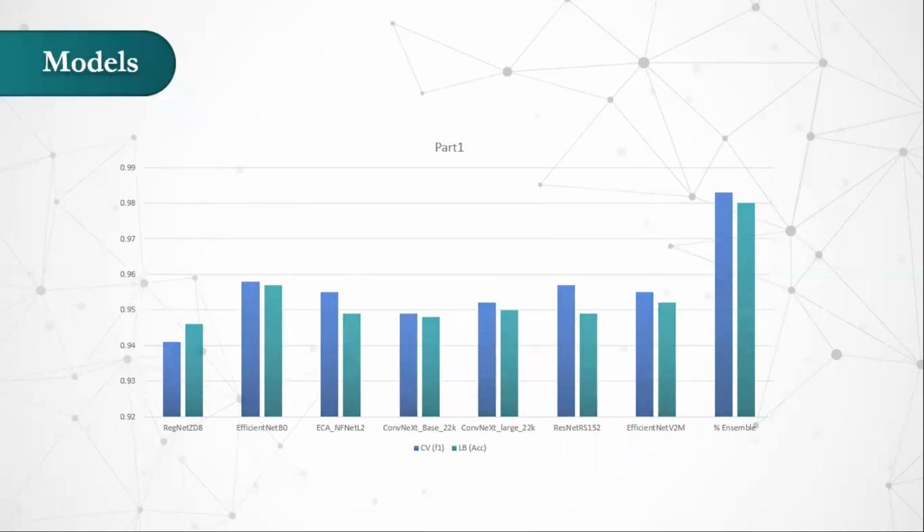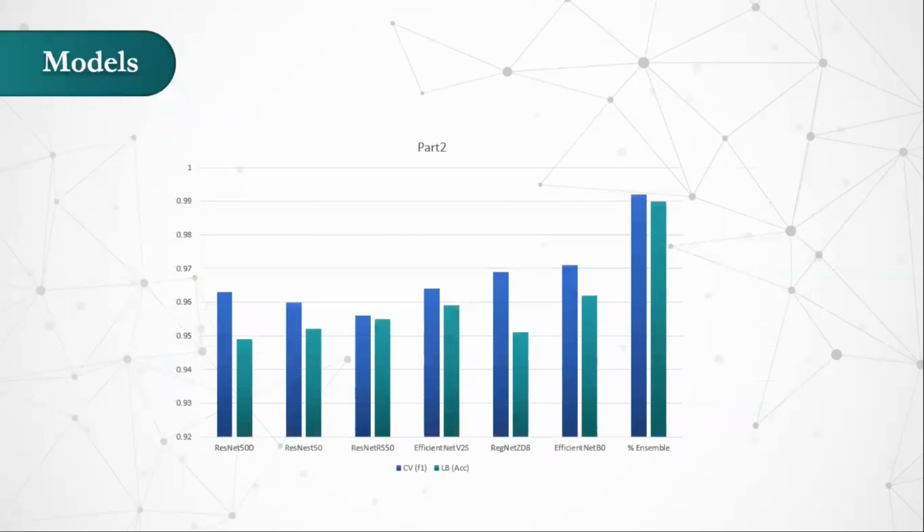Similar to part 1, we leveraged transfer learning in part 2 as well. Here, our top performing models also included EfficientNet B2 and ResNet 50. As you can see from the graph, their ensemble had a very good CV and LB score. Now, let's move on to the ensemble part.